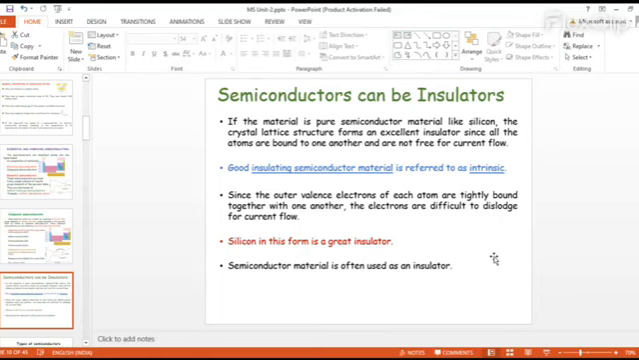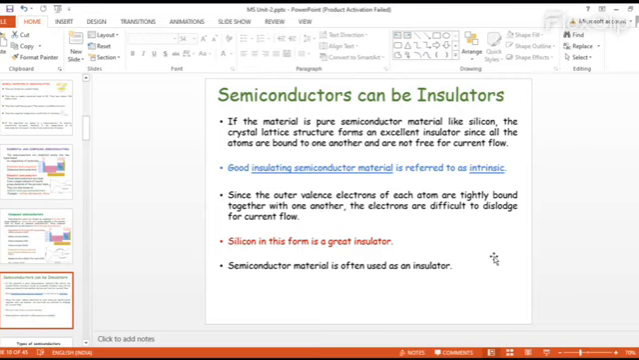So semiconductors can be insulators. How can it be an insulator? If the material is a pure semiconductor like silicon, the crystal structure forms an excellent insulator since all the atoms are bound with each other through covalent bonds. Hence, there are no free electrons. If there is no free electron, then definitely there is no current flow.